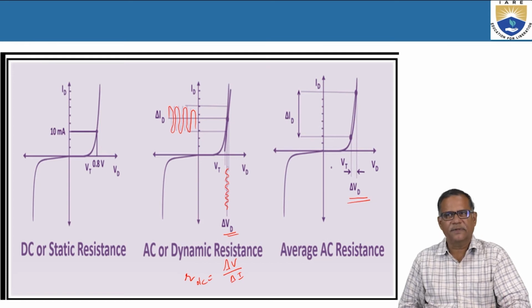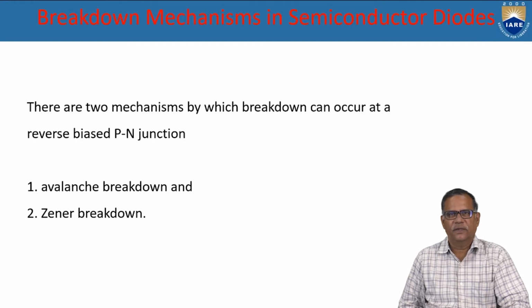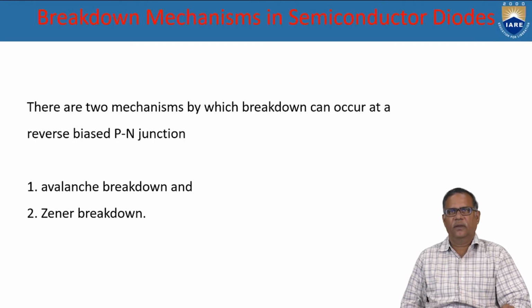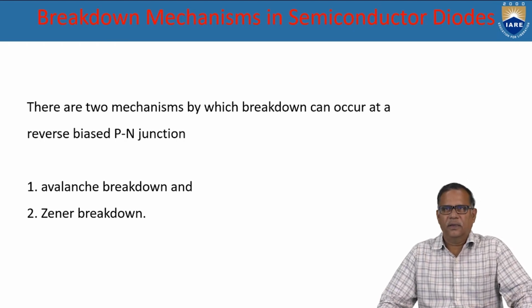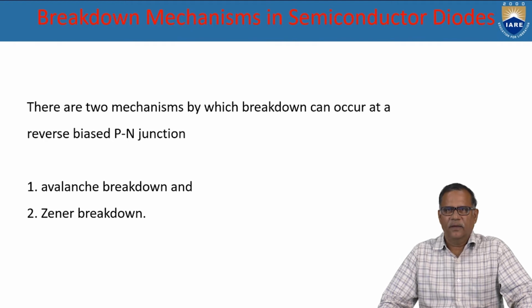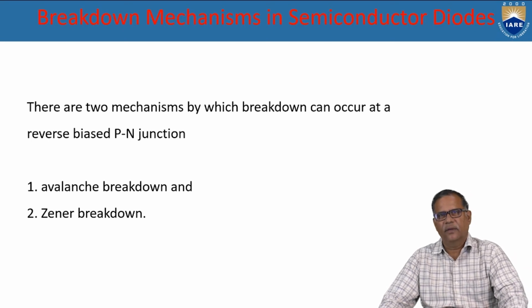So these are the three types of resistances which we are going to take into account when designing circuits with the diode. Now let us discuss the breakdown mechanisms in semiconductor diodes. In semiconductor diodes, there are two mechanisms of breakdown. One is the avalanche breakdown and the other is the Zener breakdown.